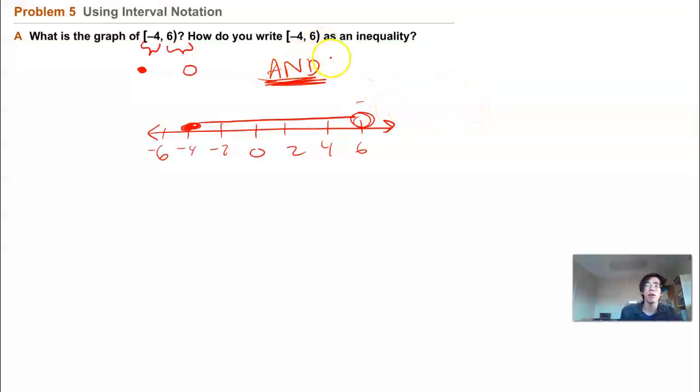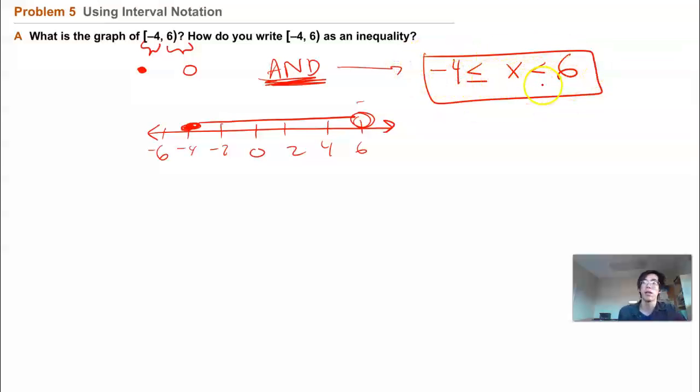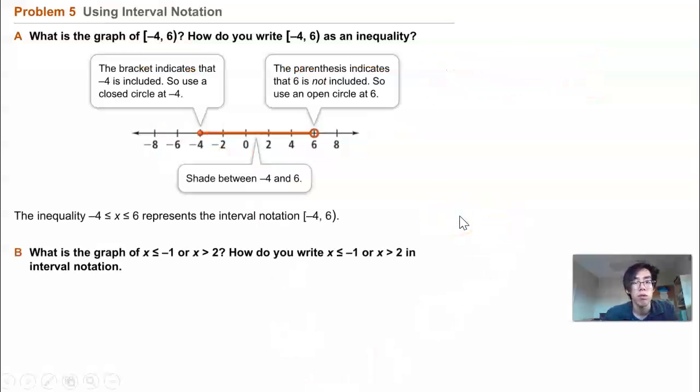Okay, how am I going to write this as an inequality? Once again, let's just remember this is an AND statement. So I'll call it x. It's negative 4 is less than or equal to x, which is less than 6. Okay? That is going to be my compound inequality. Alright, so that's that.